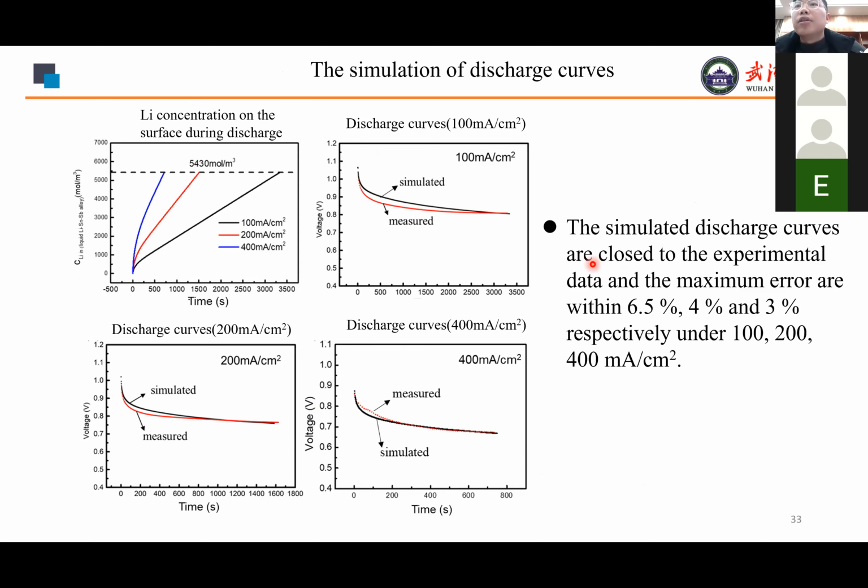The lithium concentration on the surface of the positive liquid alloy was simulated under different discharge currents. The concentration can't exceed this value. It's the critical concentration we have measured. Beyond this value, the solid phase will be formed. The discharge curves under different current densities were also simulated, and they deviate from the experimental curves very little.